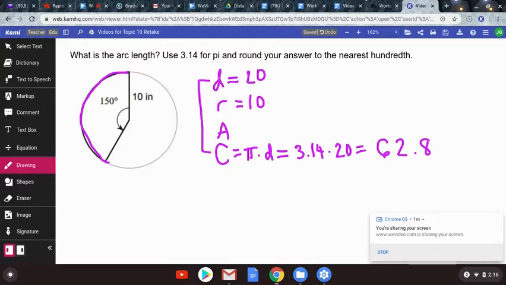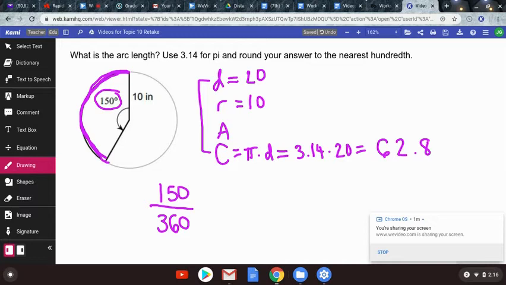Okay, now I'm going to use this 150 degrees. It's important because it's telling me that that arc only is 150 degrees out of the entire circle. So if I think of how many degrees an entire circle is, it's 360 degrees. So this purple arc length right here is 150 out of 360ths of the entire circumference.